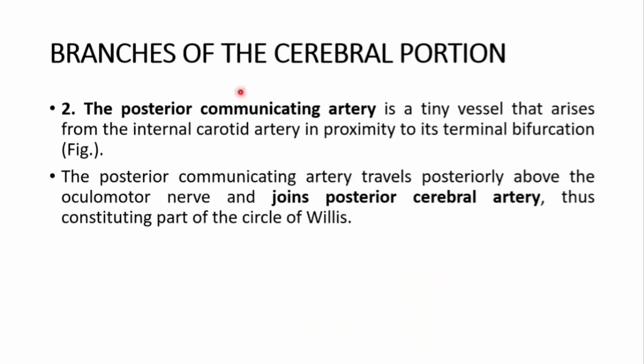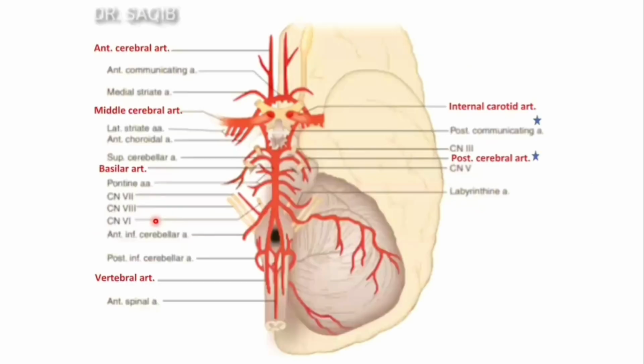The second branch of the cerebral portion is the posterior communicating artery, a tiny vessel that arises from the internal carotid artery in proximity to its terminal bifurcation. The posterior communicating artery travels posteriorly above the oculomotor nerve and joins the posterior cerebral artery, thus constituting part of the circle of Willis. We'll discuss all these arteries forming the circle of Willis, six of them, with the diagram. Here you could see the posterior communicating artery, this is the labeling, coming from the internal carotid artery.